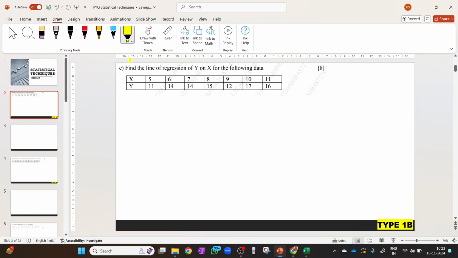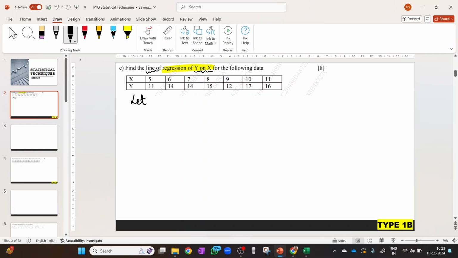Let's observe the first question. Find the line of regression of y on x. Of course, it's not directly given as fit a linear curve, but when the question says line, it means degree 1. And the question is for y on x. Now, how do you begin with this question?